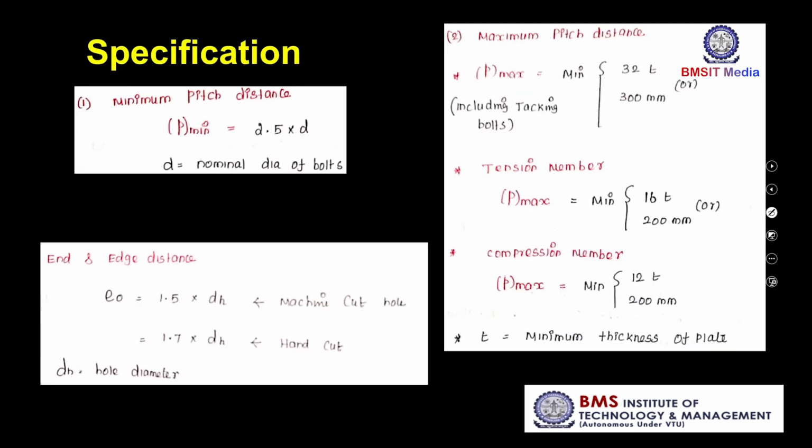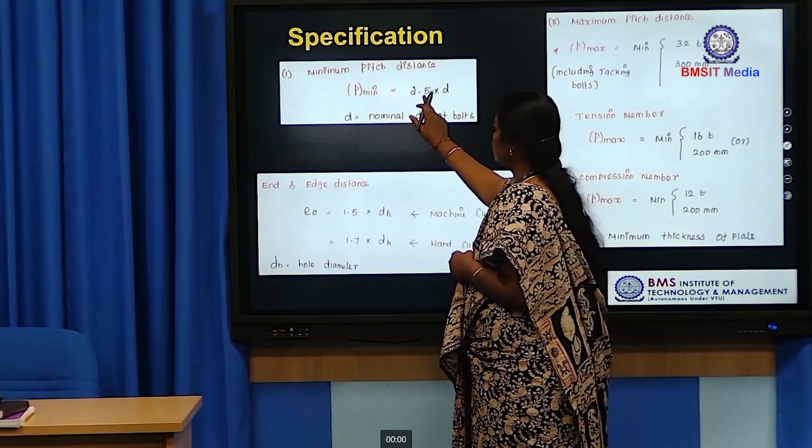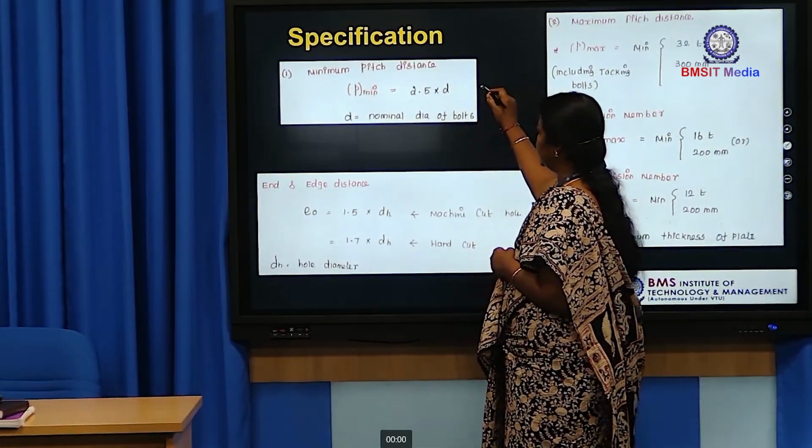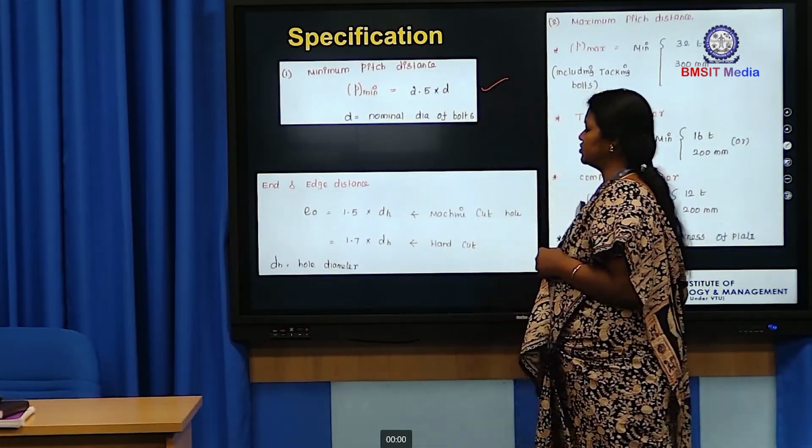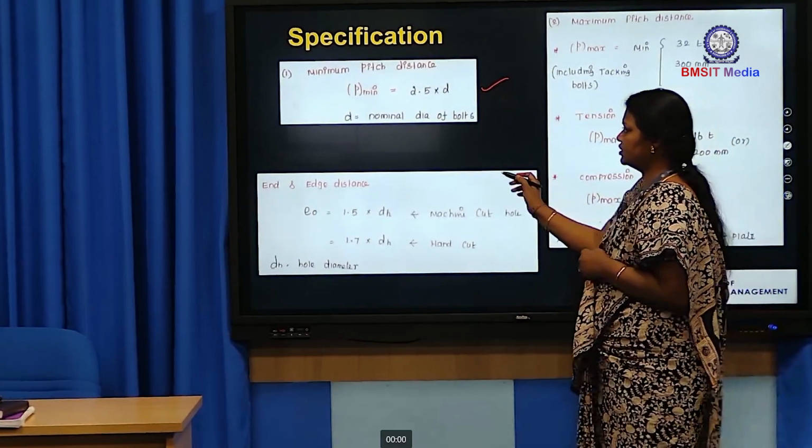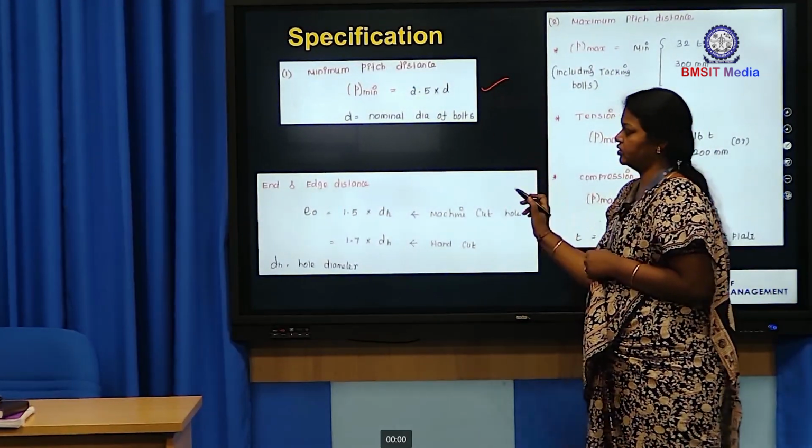So, next one, all these points are very important. The first one is minimum pitch. You should know what the minimum pitch is and what the maximum pitch distance is. This specification is available in IS 800-2007. Coming to the minimum pitch distance, P minimum equals 2.5 times the diameter. Here D equals the nominal diameter of the bolt.